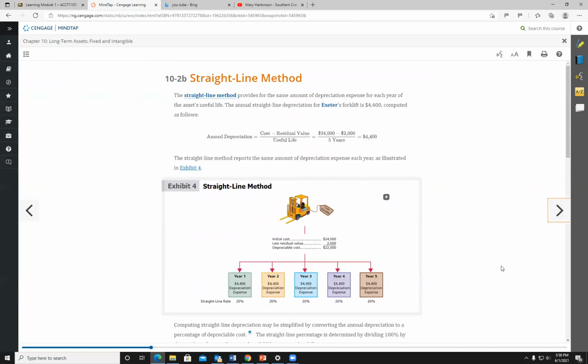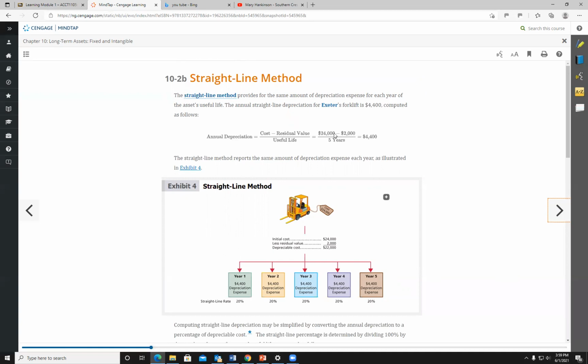So let's talk about the straight line method. The straight line method provides the same amount of depreciation expense for each year of the asset's useful life. The annual straight line depreciation for Exeter's forklift is $4,400, computed as follows. Annual depreciation equals cost minus residual value divided by the useful life. So if the equipment costs $24,000, the residual value is determined to be $2,000.